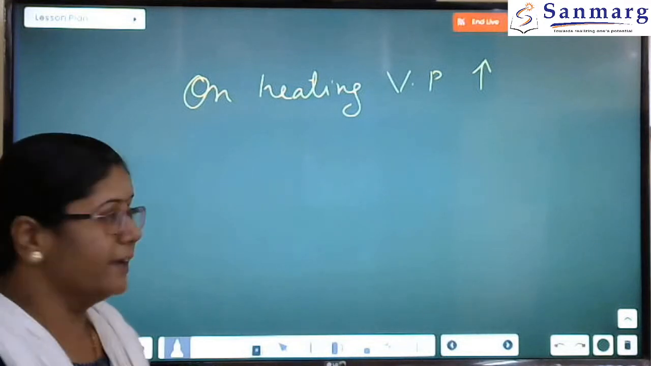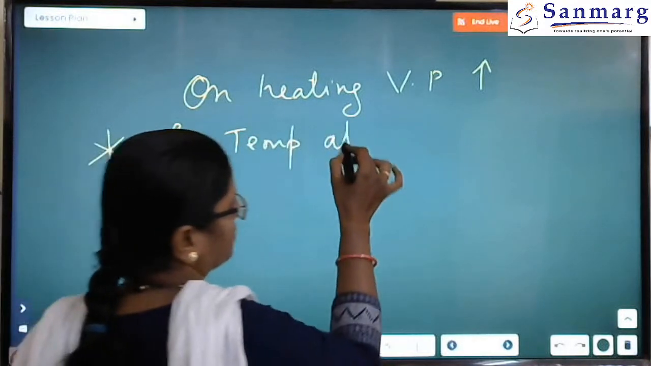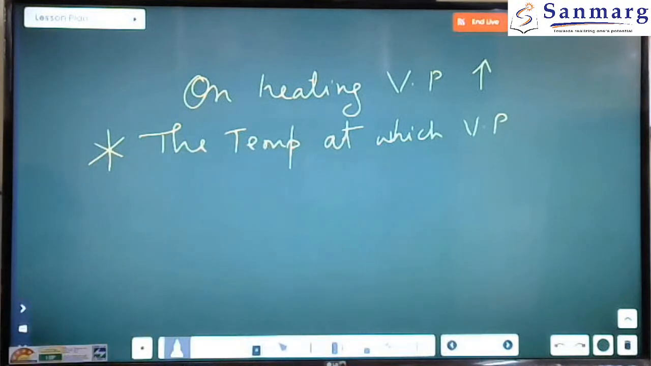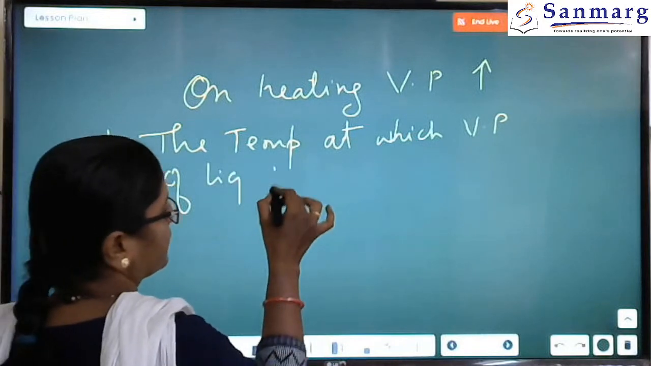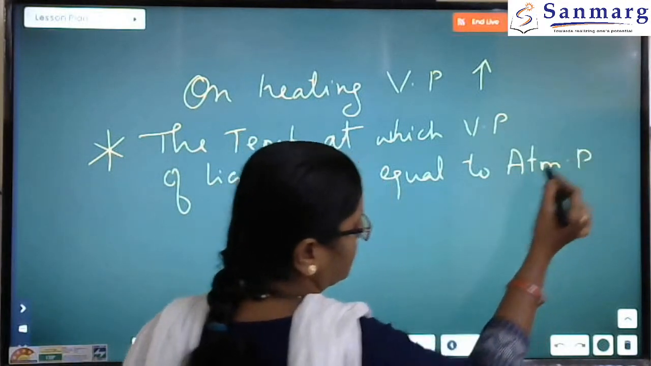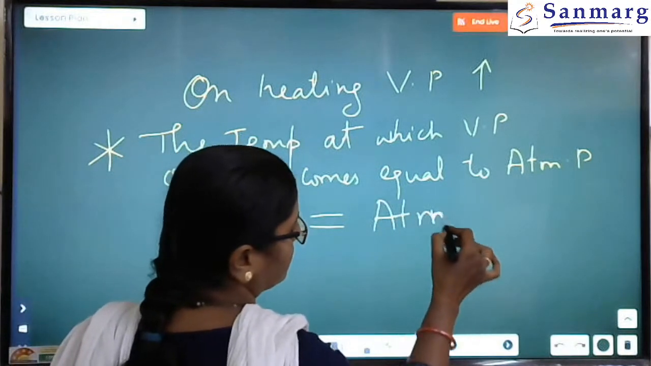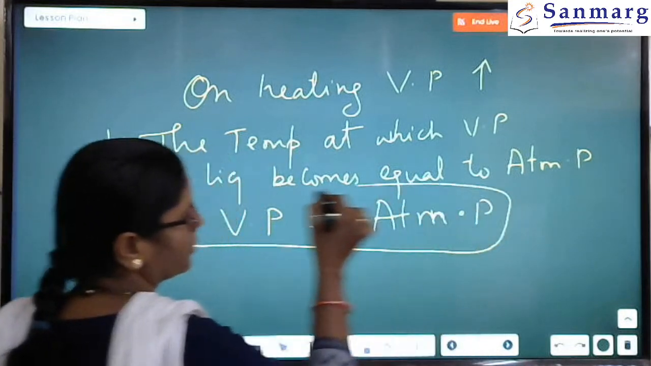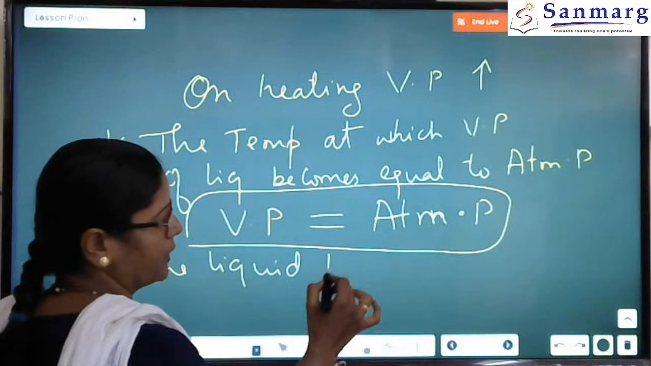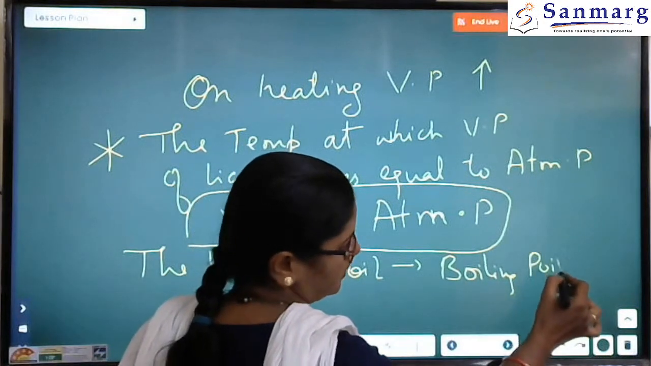And this is a very important point here. The temperature at which the vapor pressure of the liquid becomes equal to atmospheric pressure. When vapor pressure is equal to atmospheric pressure, what happens? The liquid will boil, and this is called the boiling point of the liquid.